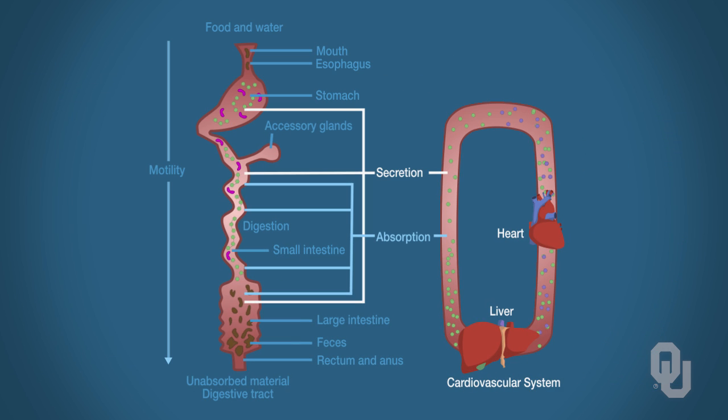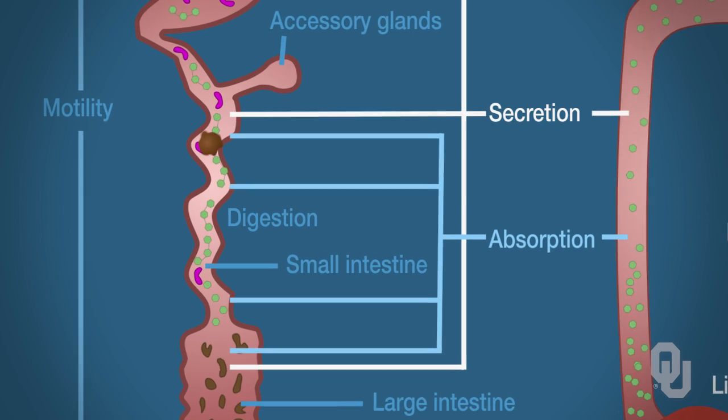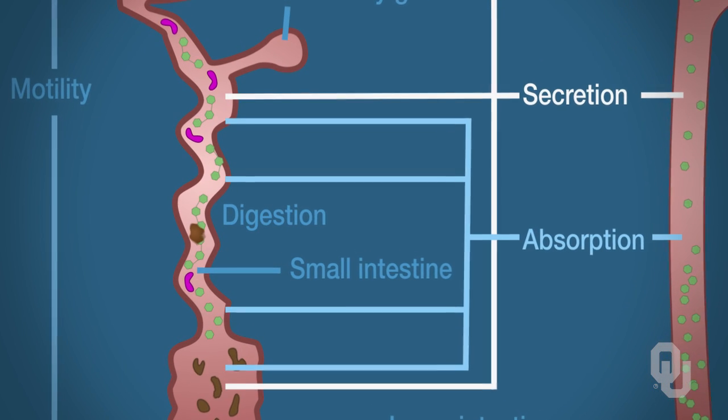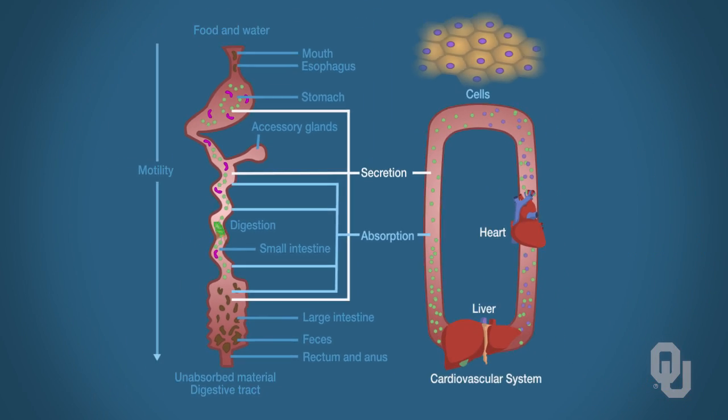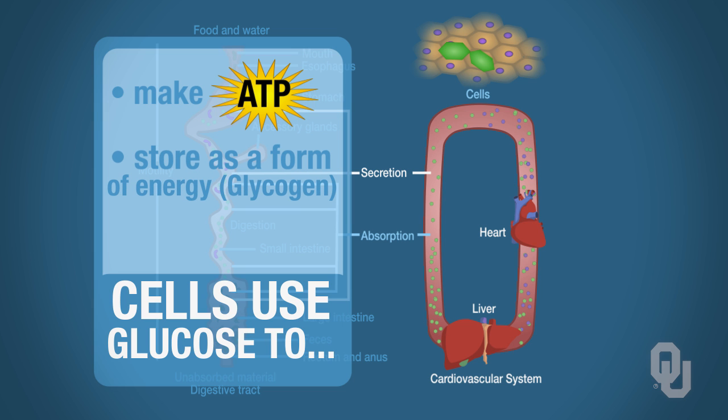For example, when you eat sugar, okay, maybe you had a cracker for lunch, right, and it contains starch. Well, that starch then gets mechanically and chemically digested into glucose. So once you have glucose in the lumen of the gut, it needs to be absorbed into the bloodstream. What happens to it at that point? Well, remember, the glucose is going to enter into your cells, and the cells can use that glucose to make ATP. They can use that glucose to have a stored form of energy, stored as glycogen. Or glucose could be converted over to fat as well.